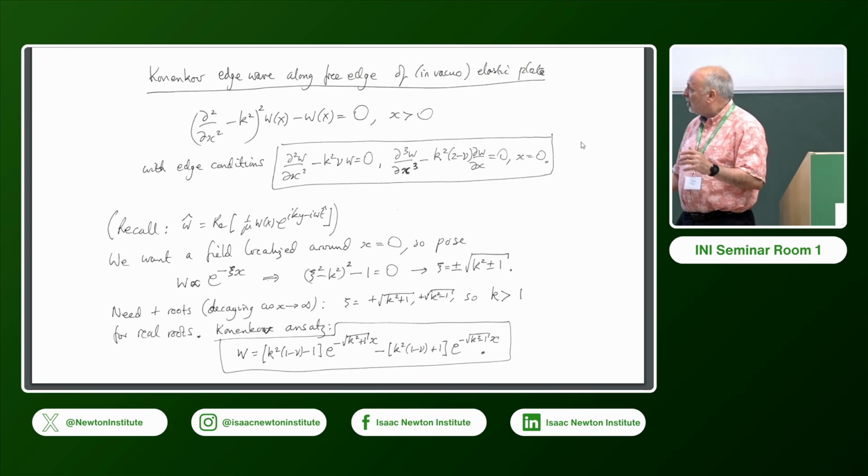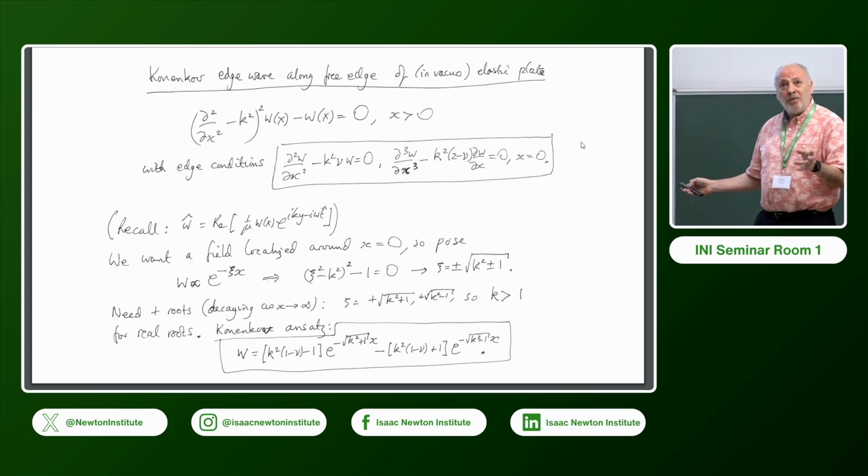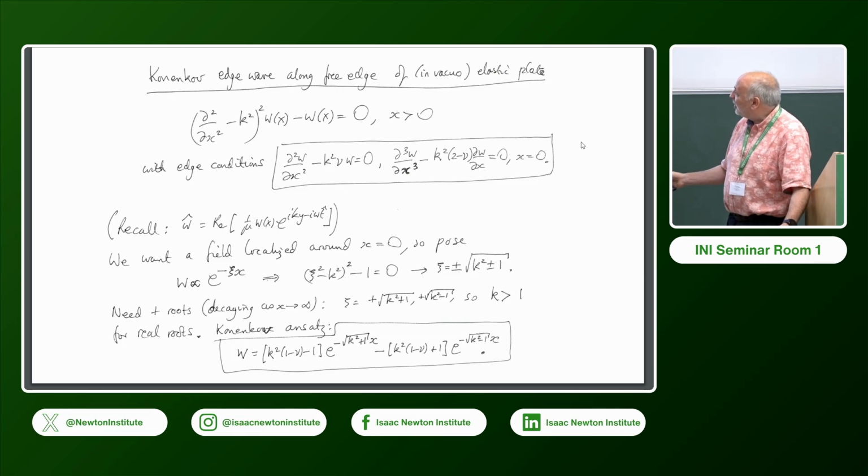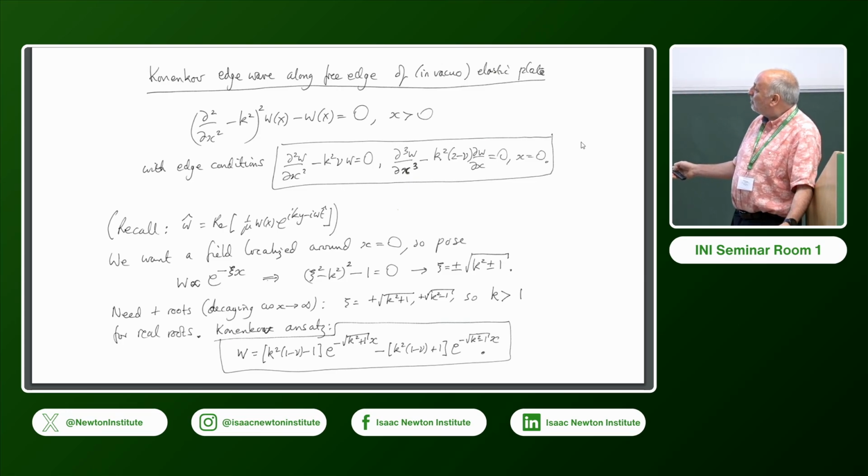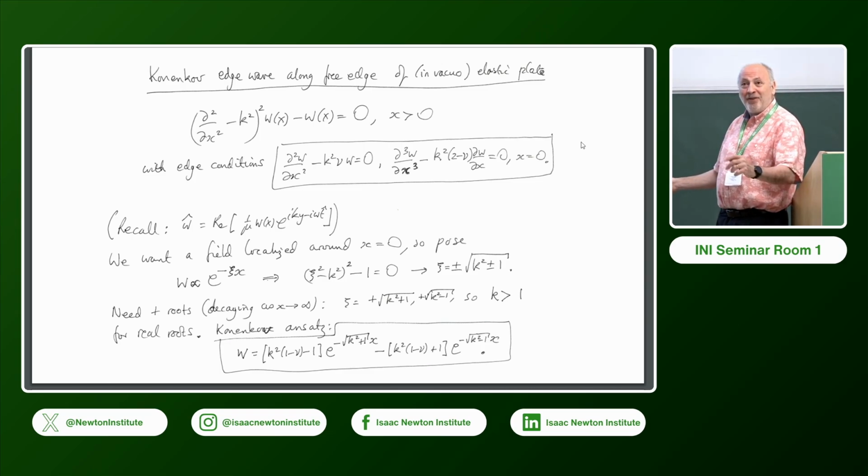And I want both of those roots to be real so that I have this exponential decay. So then k must be greater than 1. So I'm looking for a subsonic wave, less than the wave speed for flexural waves in the plate. And so it can be those solutions. And then I'd take a combination of those 2 solutions. You need both of them together.